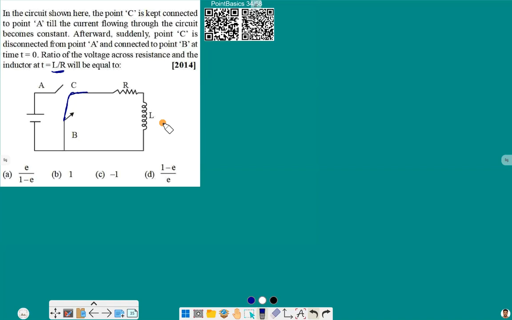For that we need to calculate the current. As after charging we have disconnected the battery, this circuit is in a discharging state. In the discharging state, current in the circuit is I node e raised to power minus t by tau. Here t is L by R, and we know that tau is also L by R, so t and tau are equal as per the condition.